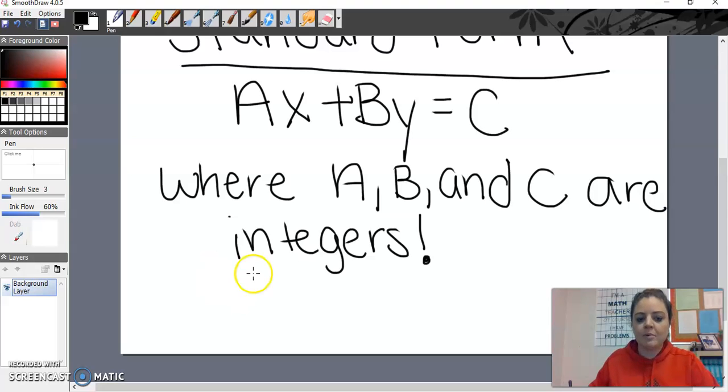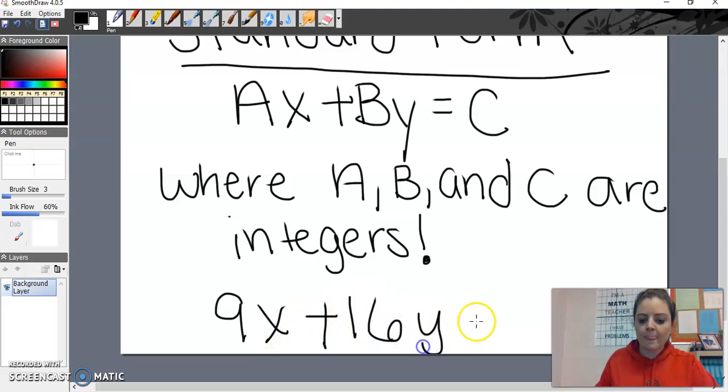So I'm going to give you an example of an equation that you might see. 9x plus 16y equals 72. When you see this kind of equation, you're going to need to stop and think to yourself, okay, if I want to graph this equation, I need y to be by itself. Because if we have y by itself, we can just plug the equation into our Desmos graphing calculator, and it will graph it right for us.